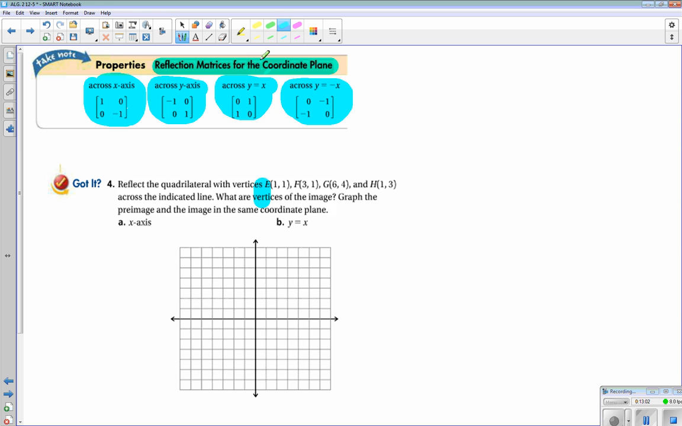Let me get a pen. So E is 1, 1. F is 3, 1. G is 6, 4. And H is 1, 3. So it's a nice little kite looking shape.